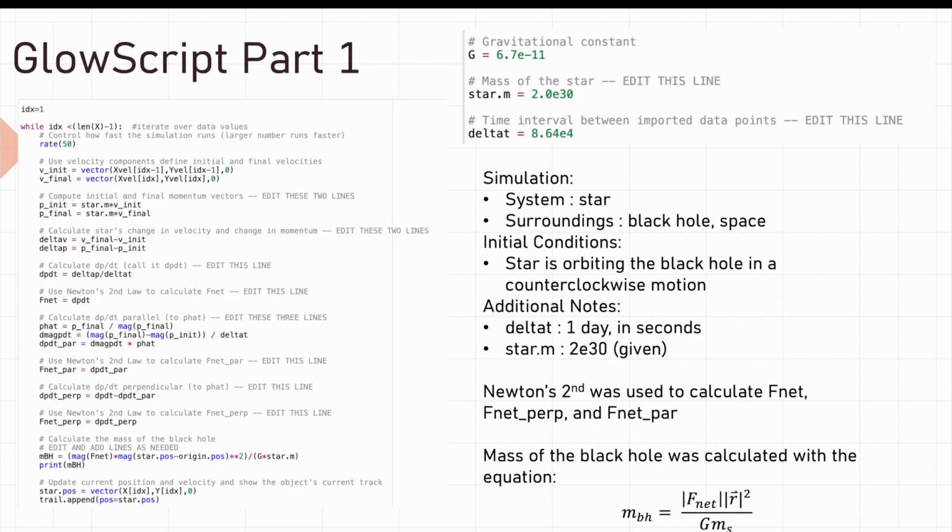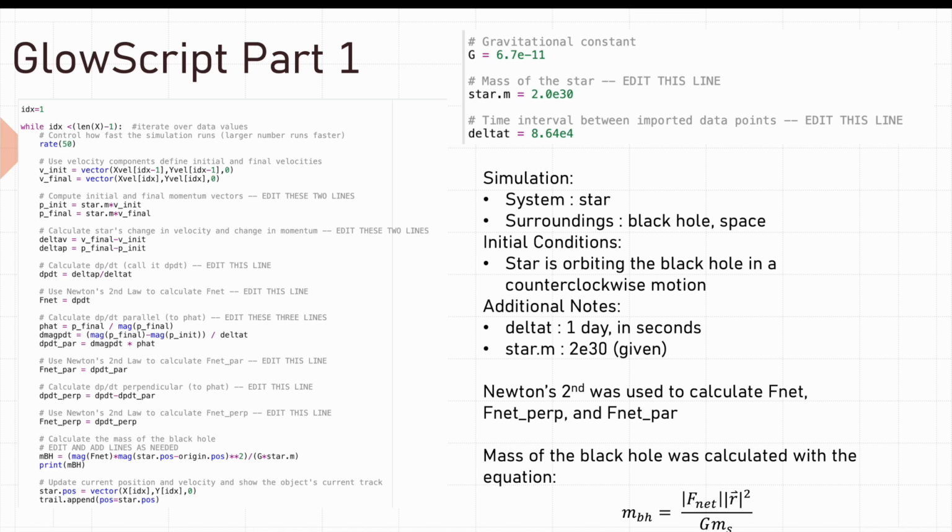So in our first part, this is our GlowScript model where our system is the star, the surroundings are the black hole in space, and our initial conditions are that the star is orbiting the black hole in a counterclockwise motion. Delta t is 1 day, and that's given in seconds. And then the mass of our star is 2 times 10 to the 30th kilograms, and that was given in the instructions in the lab.